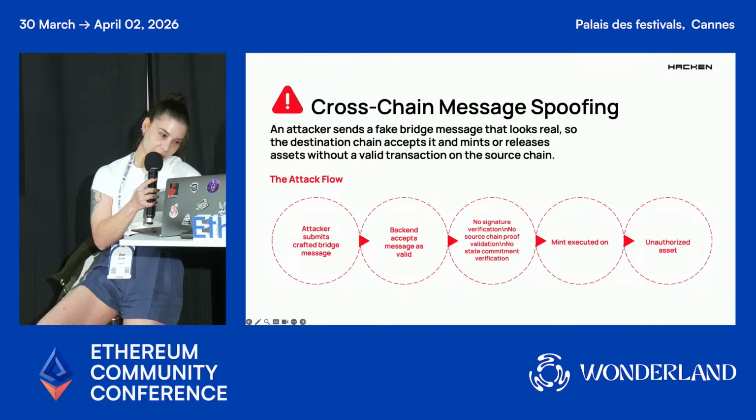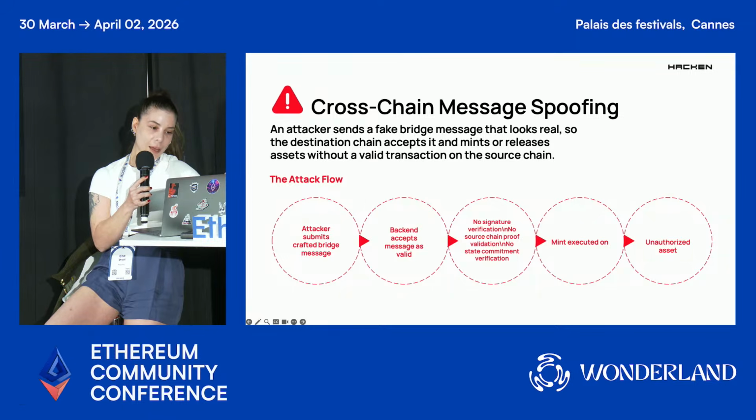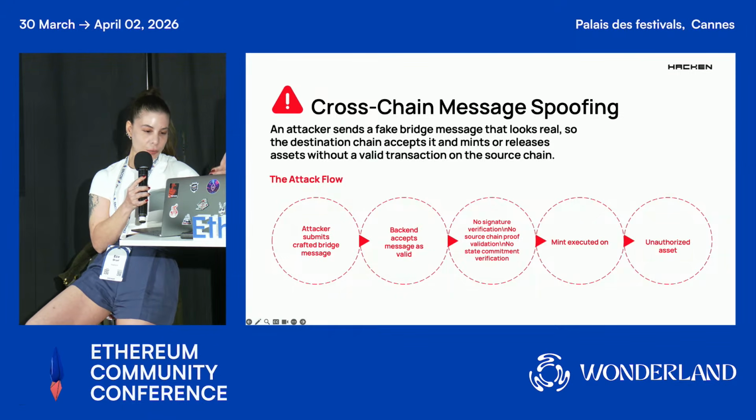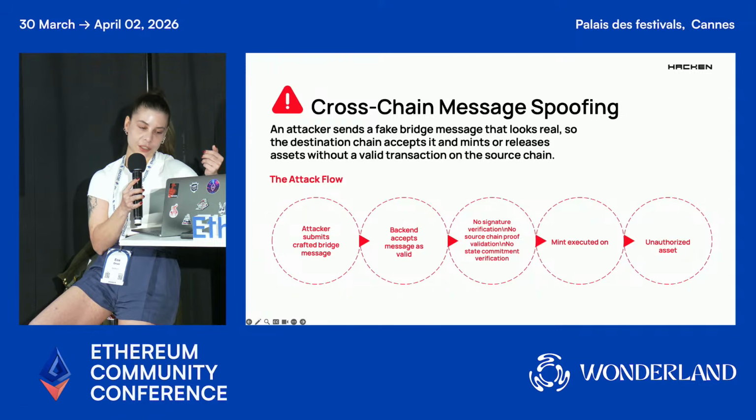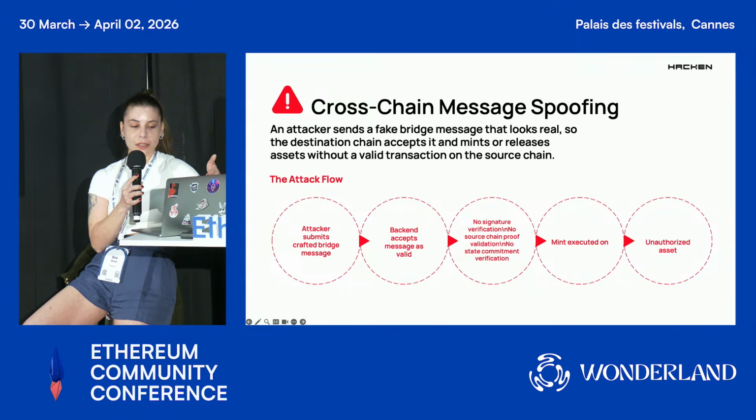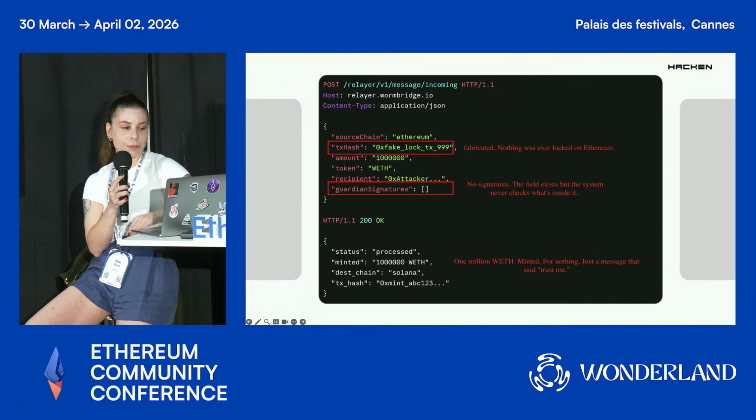The attacker submits the crafted bridge message, and the backend accepts this message as valid. Third, there is no cryptographic commitment tying this message to a real on-chain event, so there's no signature verification. As a result, the mint is executed and you get unauthorized assets.